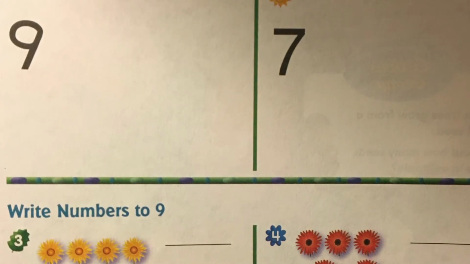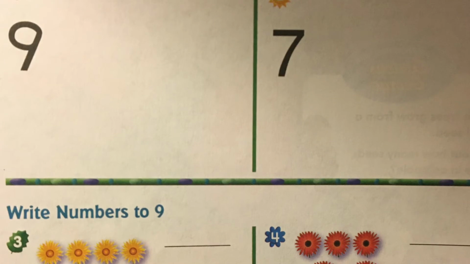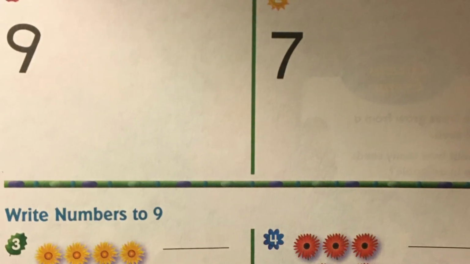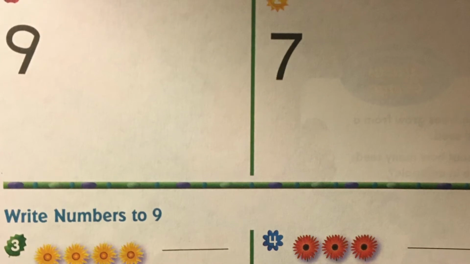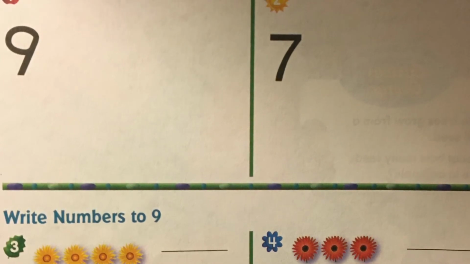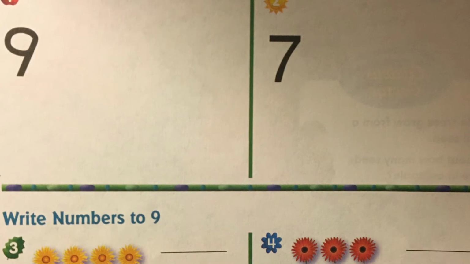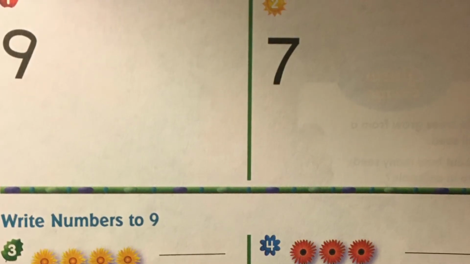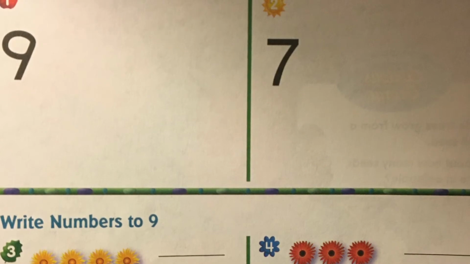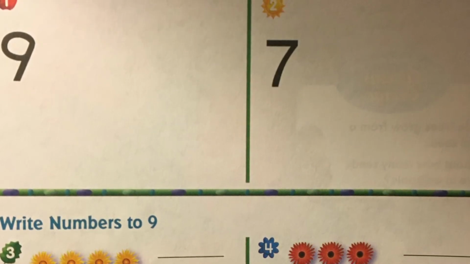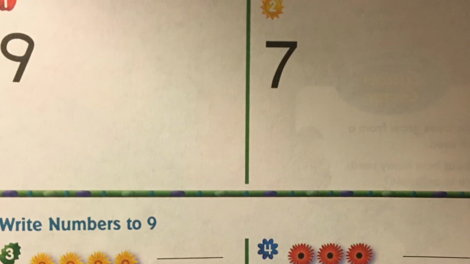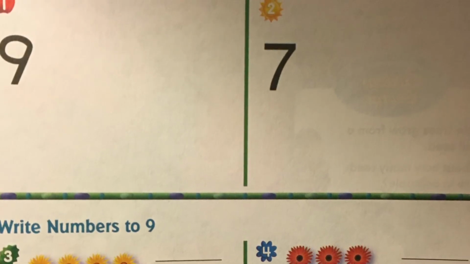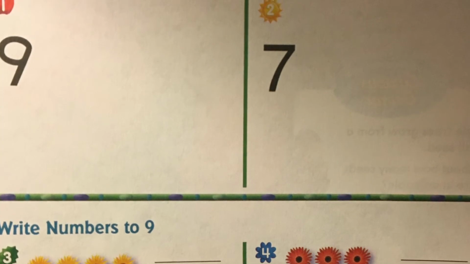All right, next one down there at the bottom, you see yellow flowers. I want you to count those yellow flowers and write how many yellow flowers you see. Pause the video while you count and write the number. All right, next to it, number 4, there are red flowers. I want you to count the red flowers and write the number beside the red flowers. Pause the video while you count and write the number.